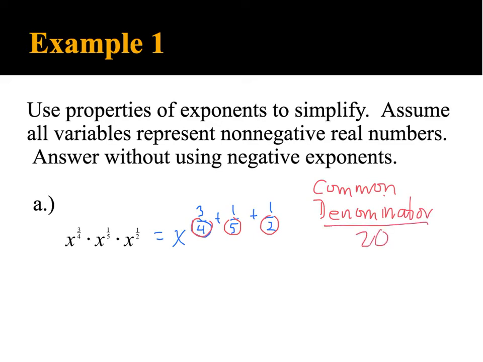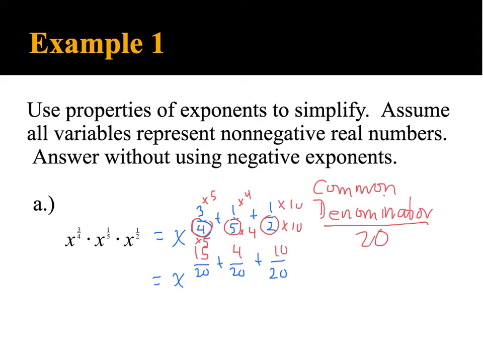And so what we do is what we always do. We find the common denominator. So right below, I'll write x to the something over 20 plus something over 20 plus something over 20. And you guys know that, for example, here, to go from 4 to 20, we multiply by 5. So 4 times 5, I'm going to write it here in red, times 5. So 3 times 5 is 15. And the 5 times 4 is equal to 20, so 1 times 4 is equal to 4. And the 2 times 10 is equal to 20, so the 1 times 10 is equal to 10.